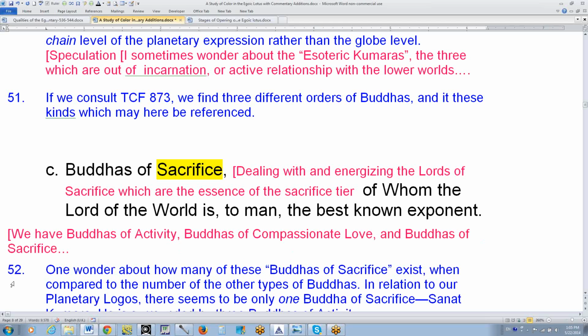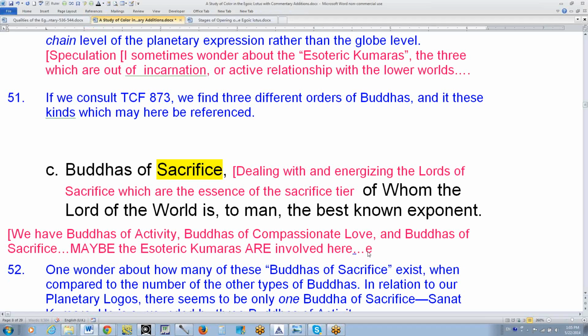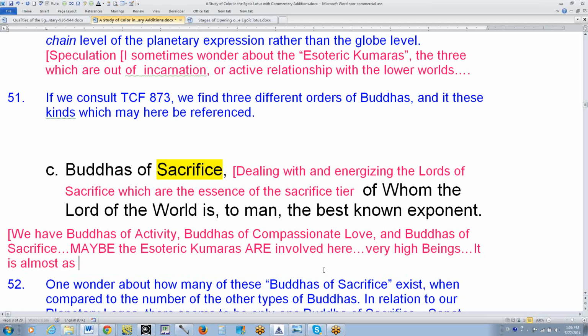Well, maybe the esoteric Kumaras are involved here. 3 below, Buddhas of activity, 3 above, Buddhas of compassionate love, and 1 in the center, Sanat Kumara. That is still a speculation, but these are very high beings, very high beings. It is almost as if the planetary logoi are Buddhas of sacrifice.